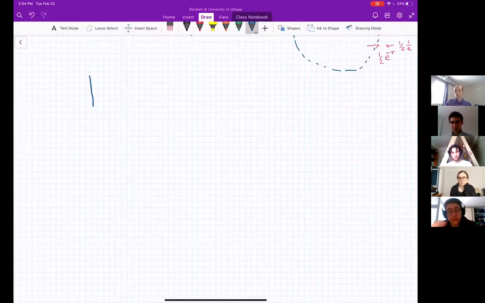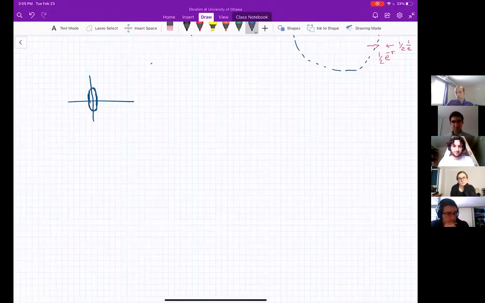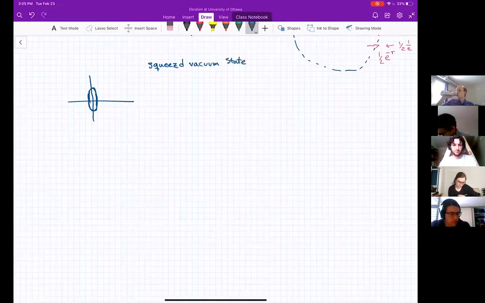It will be at the origin. It will be like this. It is a squeezed vacuum state. And again, this is delta x1, and this is delta x2. Okay. And over time that will be rotated.